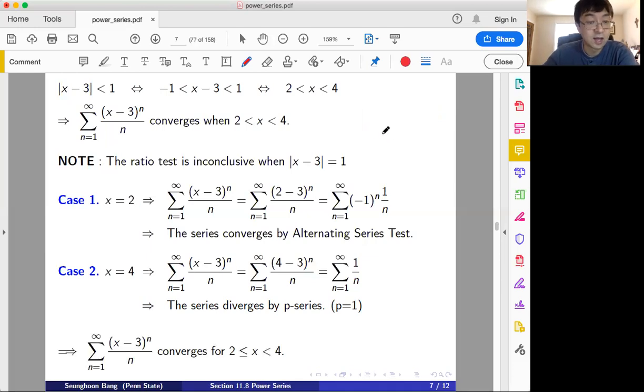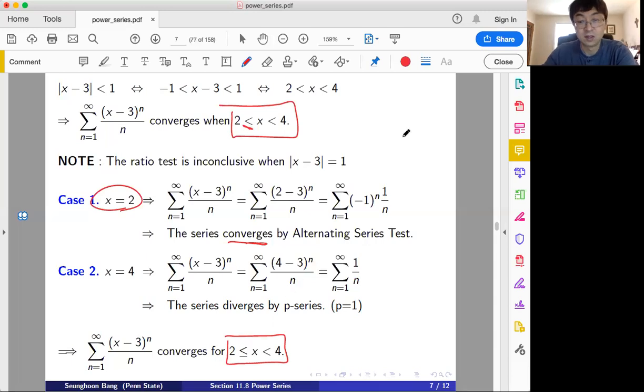So what is the answer? You have to include 2. We have the convergence result, so you have to add 2 in here. This is the answer. Okay, this is the whole idea for solving this problem.